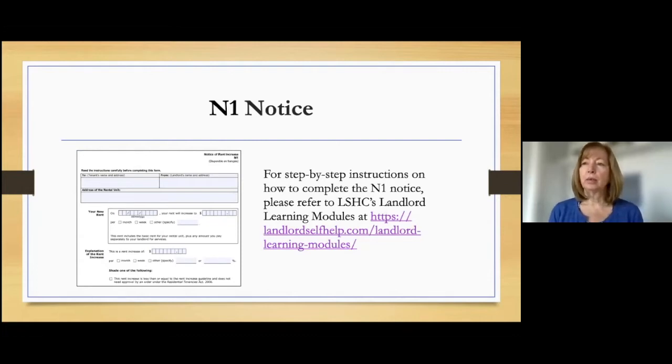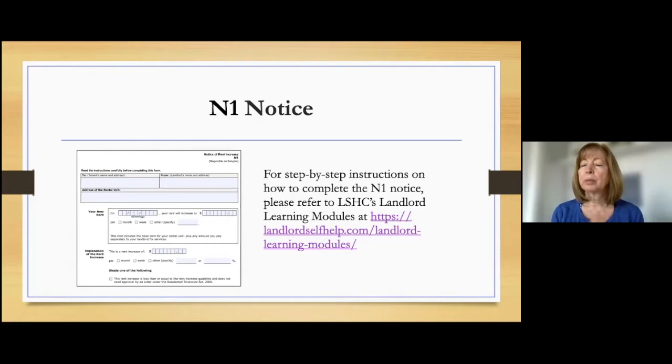This is the N1 notice that must be given to the tenant if the landlord wishes to increase the rent by the guideline amount. The form is available at the Landlord and Tenant Board website. The notice must provide at least 90 days notice before it takes effect, and the date must take effect on the day that the rent is due.